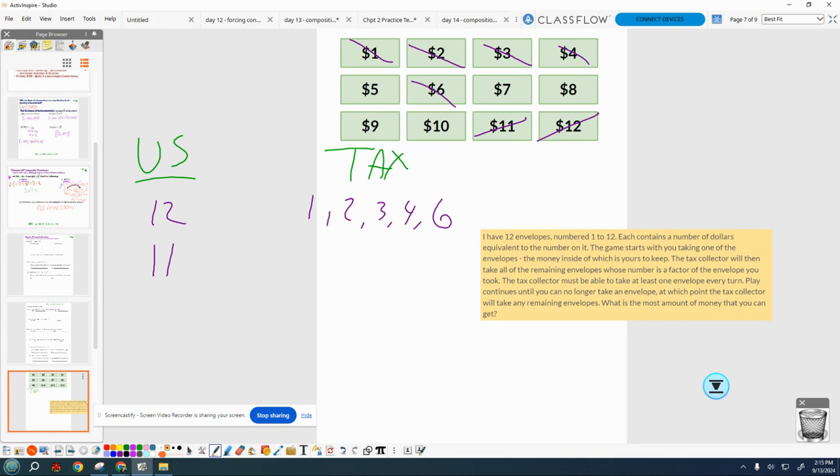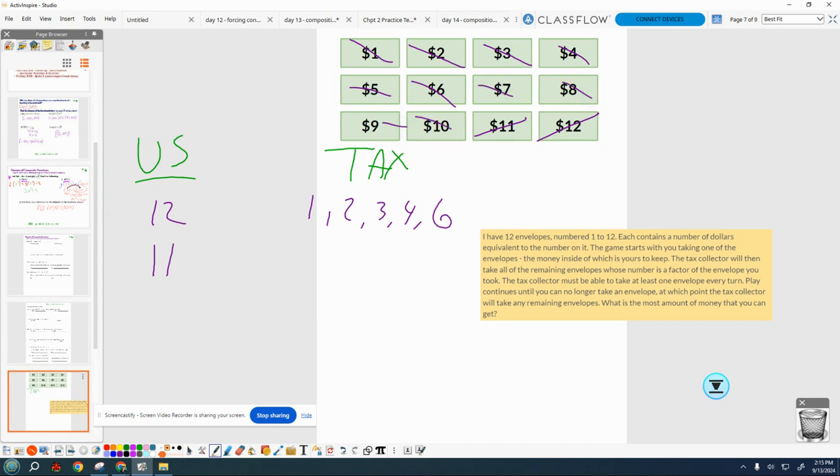So, what order should I pick the envelopes? Yeah, if you pick one and there's no factors, then you take all of them? Yes, that's the way it ends. If I pick 12, then 11, there's no other factors of 11, so the tax collector's like, your loss, I get them all. So that is a bad choice.